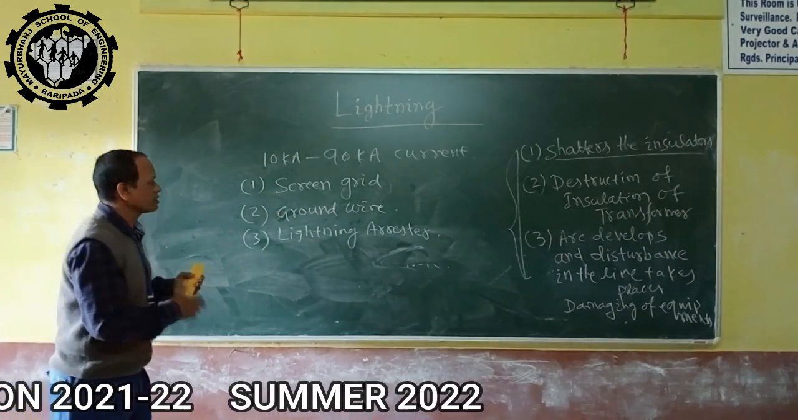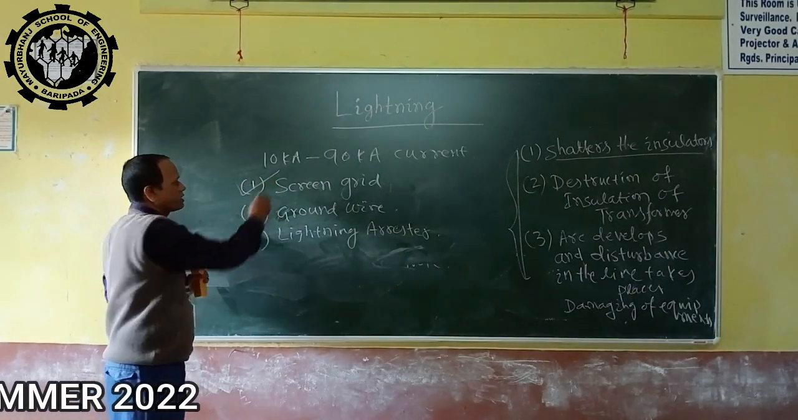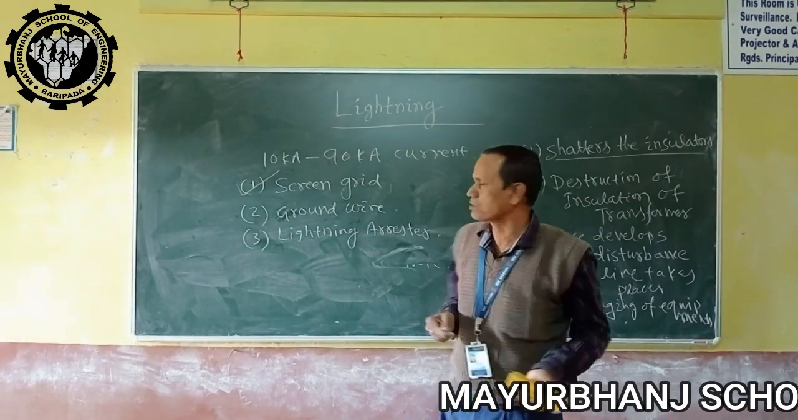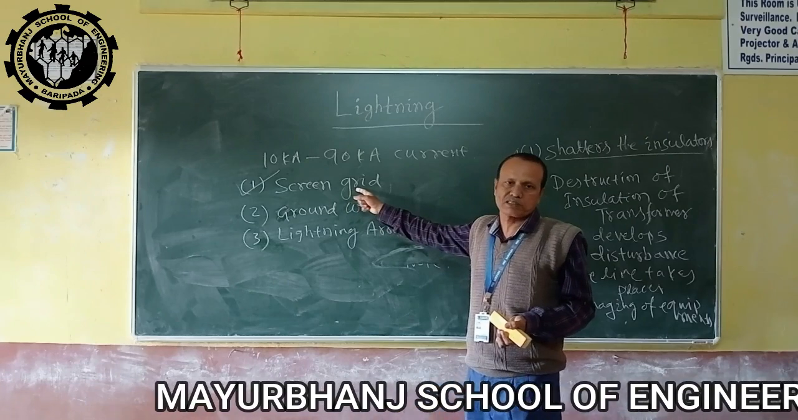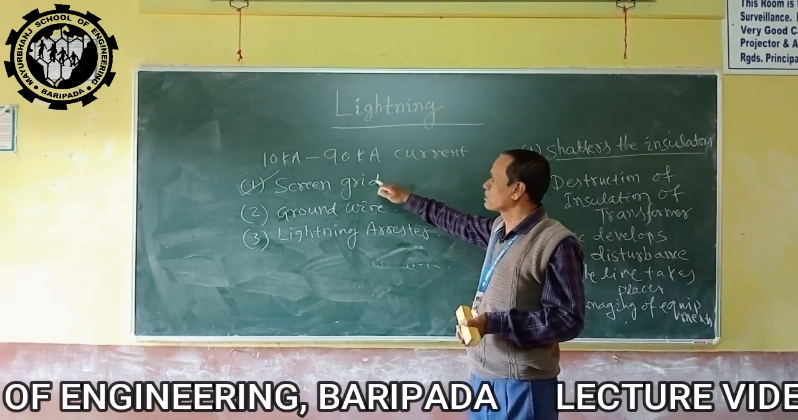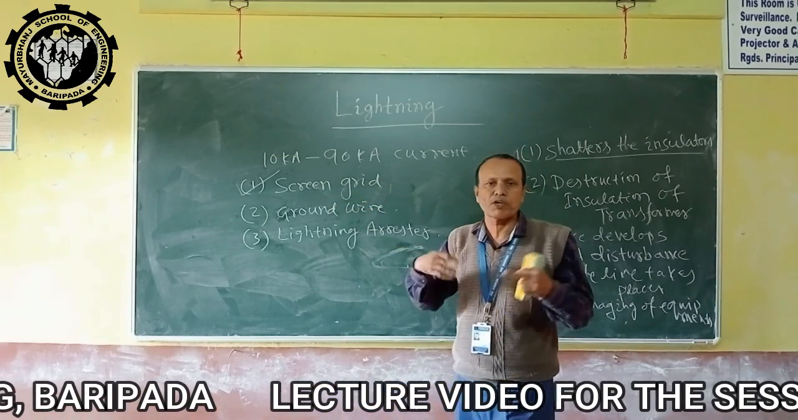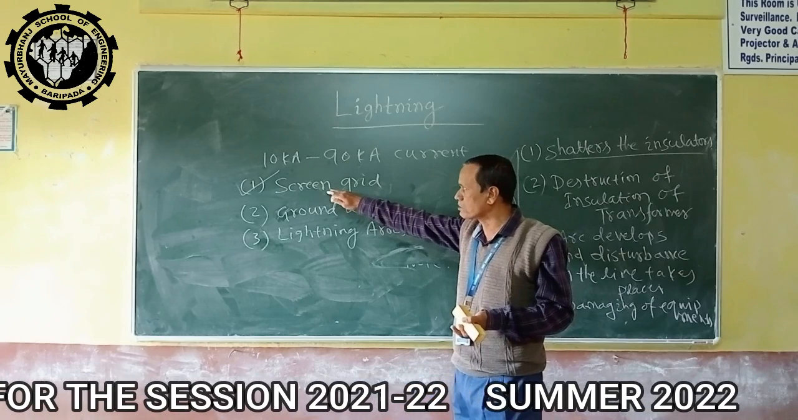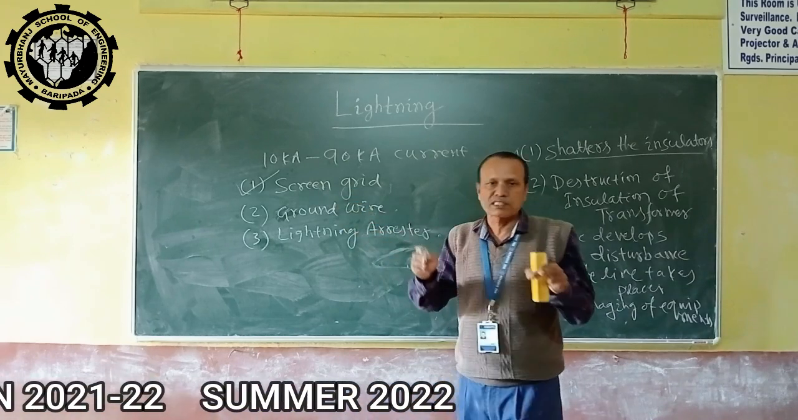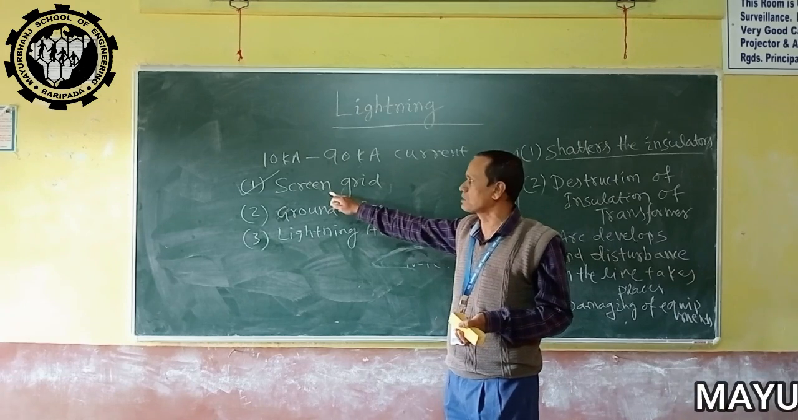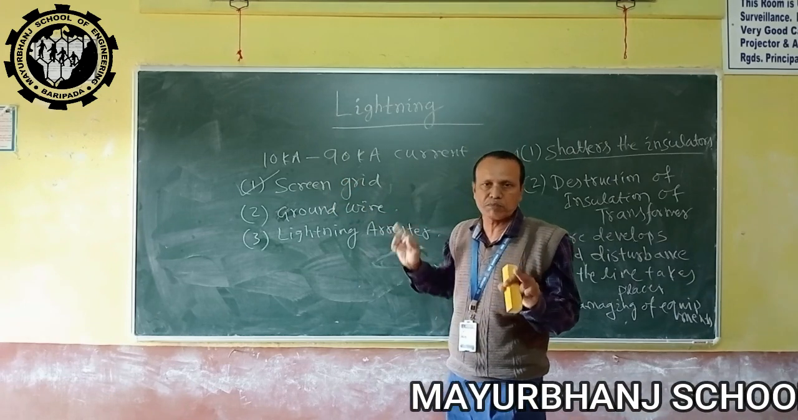Coming to the screen grid, it is usually applied in a substation or power station where each equipment is connected with this screen grid, which is in the form of copper screening or copper coverings, which are earthed at least at two points, so that when lightning takes place, it protects all the equipment of the power station.